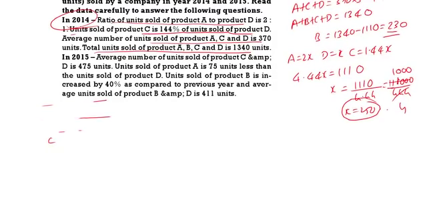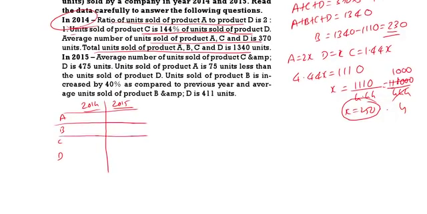A, B, C, D, 2014, 2015. See here carefully. Now A in 2014 is 2x. 2x means 2 into 250.